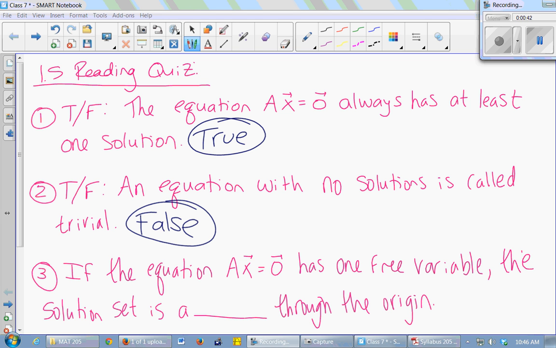If the equation AX equals 0 has one free variable, the solution set is a what through the origin? A line. Yeah. Non-trivial, it's a non-trivial through the origin? No, it doesn't make any sense.